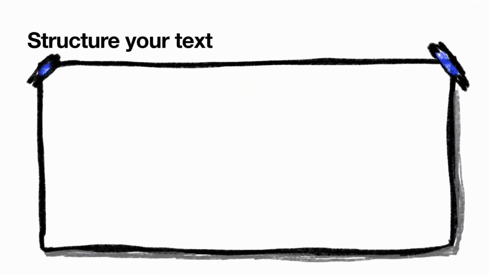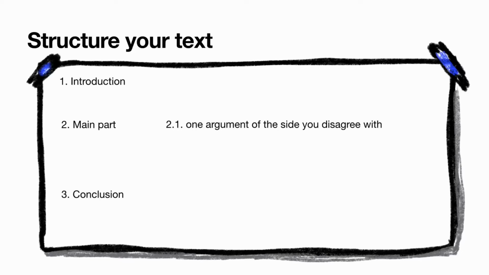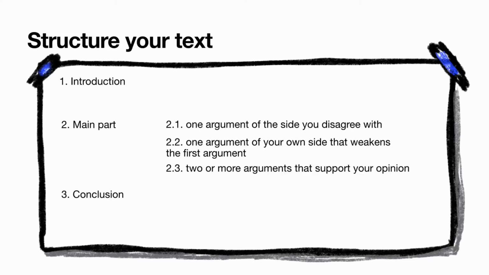A written discussion should always be structured like this. At first, you have an introduction, then the main part, and then the conclusion. If you structure your text, you should always start by structuring the main part, because this is where the arguments go. At first, you need one argument of the side that you disagree with. Then, you need one argument of your own side that weakens the first argument. And then, you need 2 or more arguments that support your opinion.